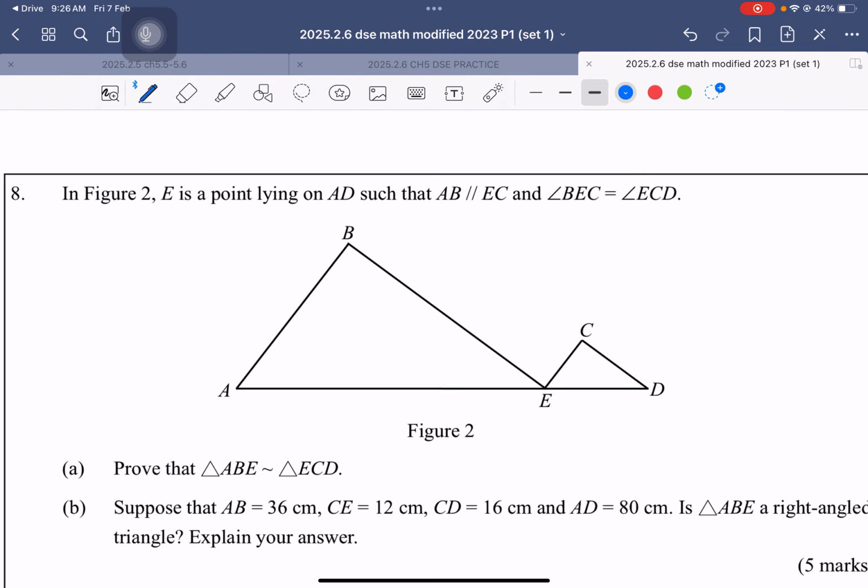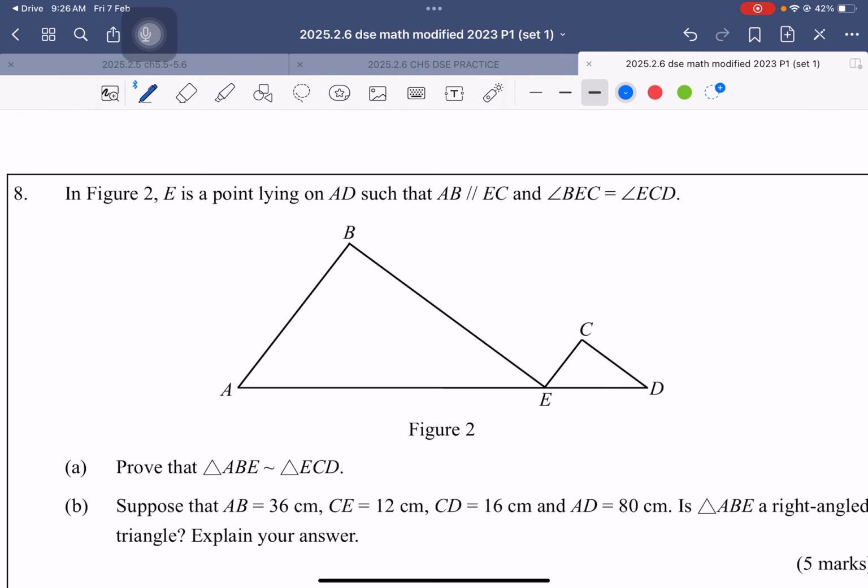Alright, so this is a similar triangles question. Do we need to draw out the triangles? No, no need, because it's very clear this time. So let's see what we have. We have AB parallel to EC. And we have angle BEC equal to ECD. Is this angle inside our triangles? No. So we can't use it directly, can we?